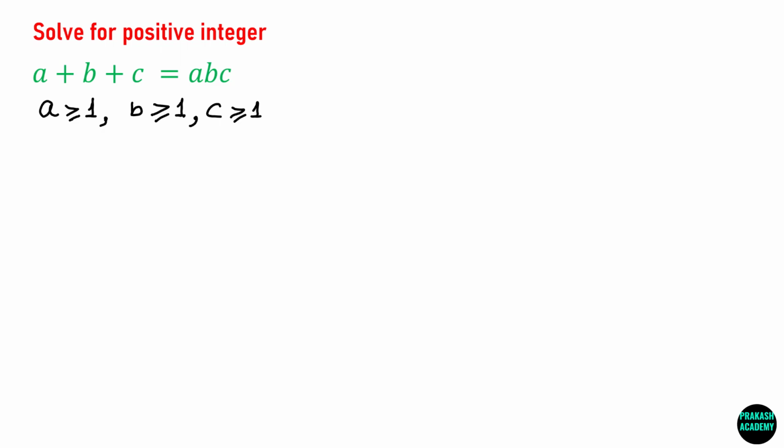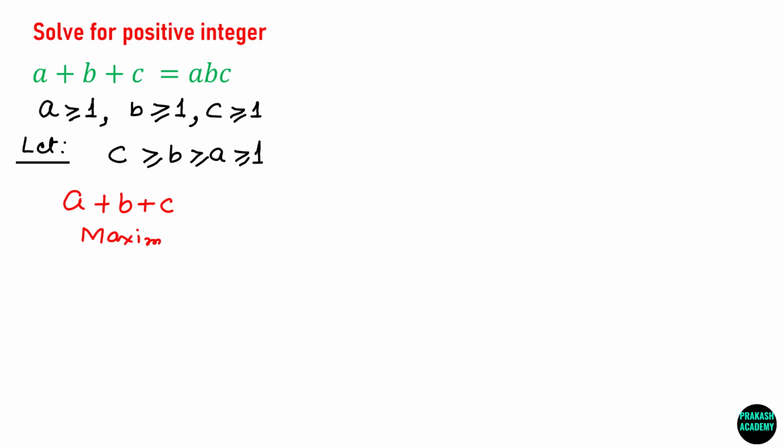Now, to convert into inequality, we have to fix some kind of order. Let us assume that c is the largest number, that is c is greater than b and b is greater than a, and all numbers are greater than or equal to 1. Now let us consider a plus b plus c. What will be the maximum value of this number? Remember, c is the biggest number.